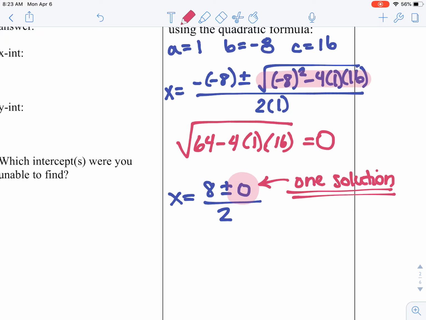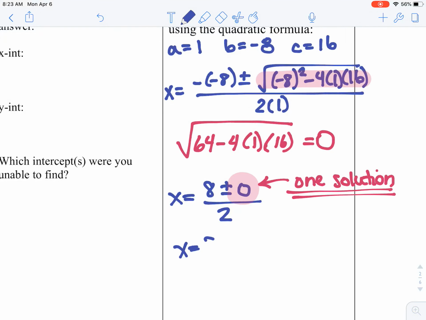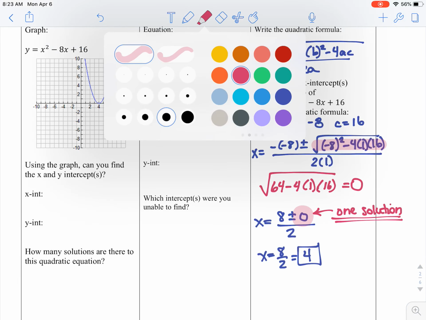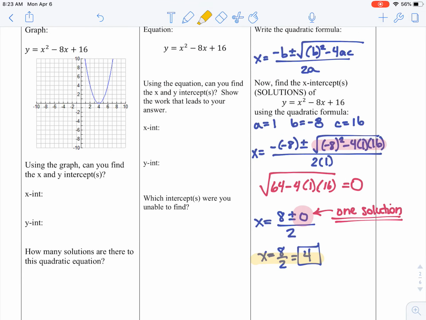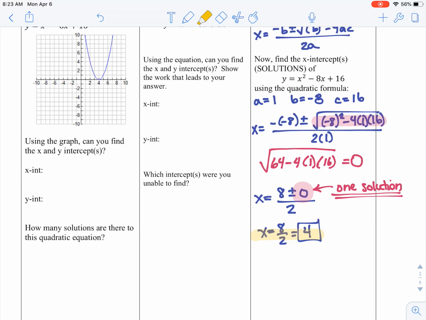So we end up with x equals 8 divided by 2, which equals 4. So my solution is just one solution. And if you look at our graph here that was already done for us, right, we just have one solution at x equals 4.